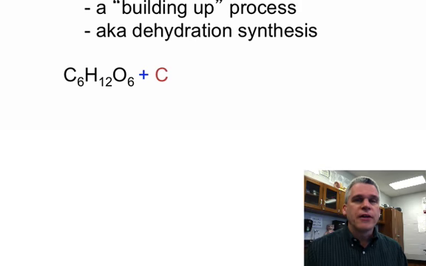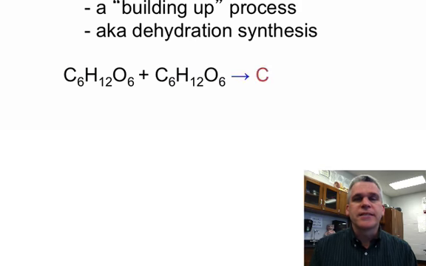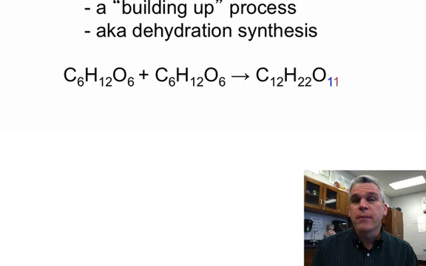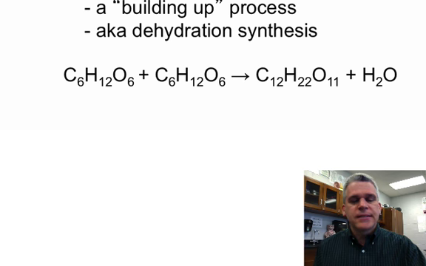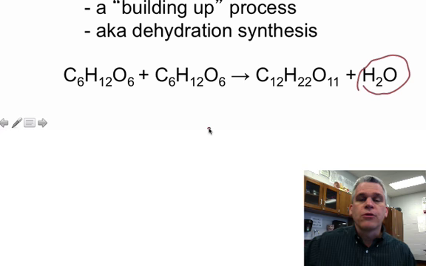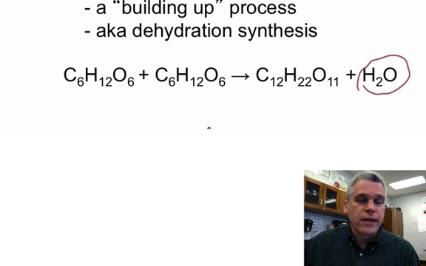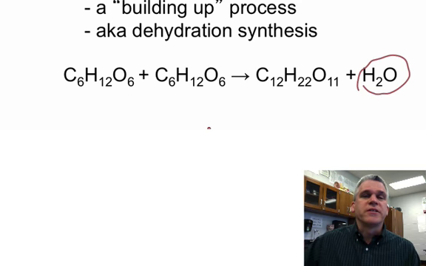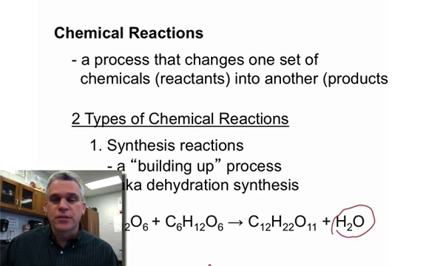Let's say that we have a glucose molecule, C6H12O6, and we combine that with a fructose molecule, another monosaccharide. What we get is a disaccharide, and notice at the end we make a molecule of water. So in essence, one molecule of water is released from this reaction. Or in other words, it's dehydrating, it's losing some water.